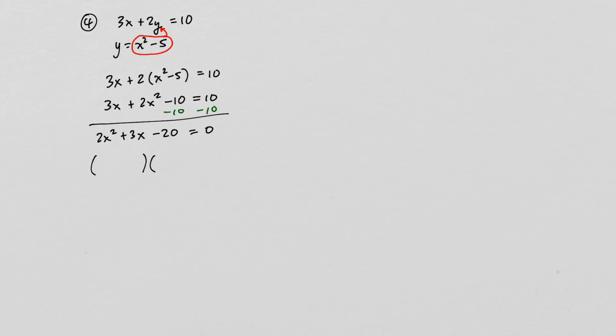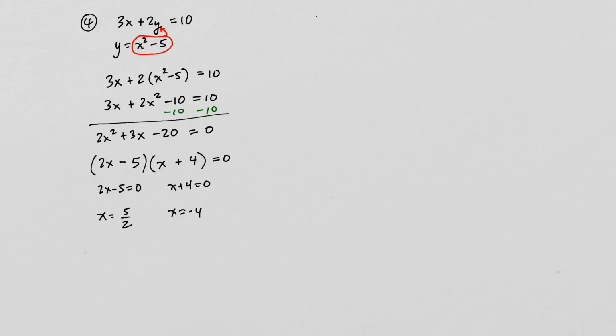Factoring for me is relatively quick and easy, so I'm going to say 2x squared comes from 2x times x, and 20 in this case will be 4 times 5. The reason I'm picking 4 and 5 is because 2 times 4 is 8, 5 times 1 is 5, and 8 take away 5 is 3. So we need a negative 5 and a positive 4. Then, of course, we set each one of these factors equal to 0. This gives us two values for x: x equals positive 5 halves, or x equals negative 4.